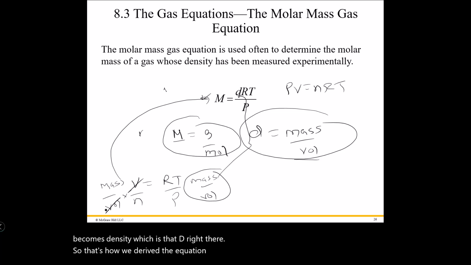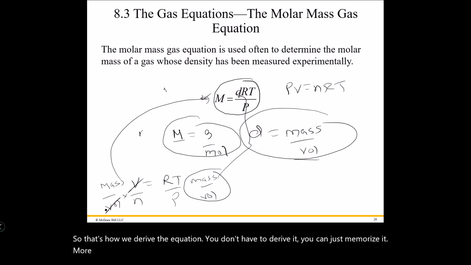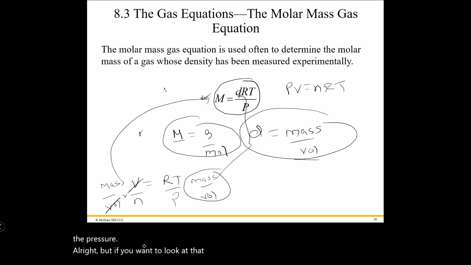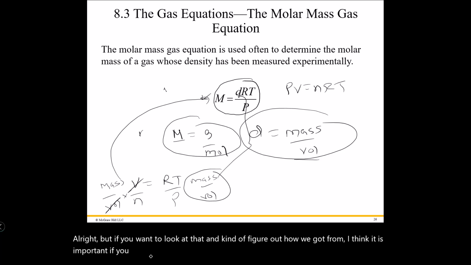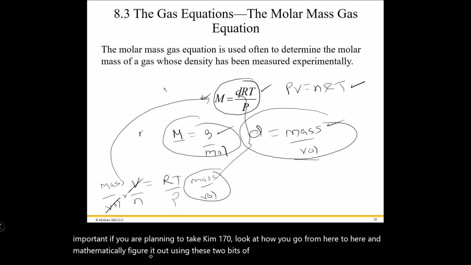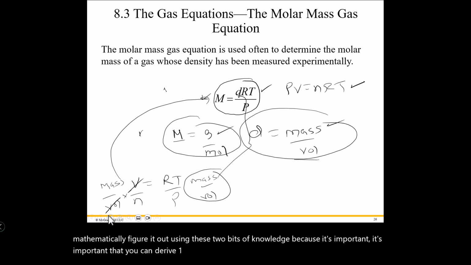You don't have to derive it. You can just memorize it. Molar mass is equal to the density times the gas constant times the temperature divided by P, the pressure. But if you want to figure out how we got from here to here, I think it is important. If you are planning to take Chem 170, look at how you go from here to here and mathematically figure it out using these two bits of knowledge, because it's important that you can derive one equation from another.